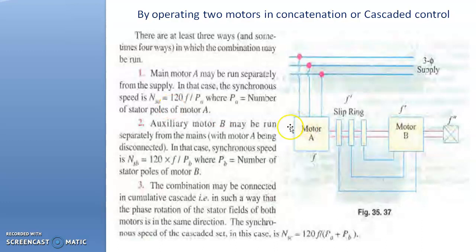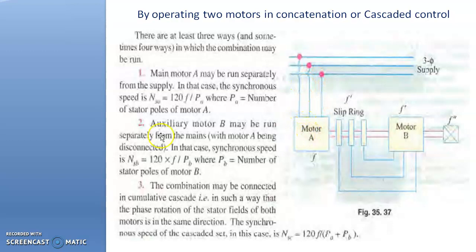What will be the speed of motor A? Its NSA, the synchronous speed of motor A, will be 120 F by PA, wherein PA is the number of poles in motor A. It is one way. Or you can disconnect this supply and supply motor B, so that you get NSB, the synchronous speed of motor B, equal to 120 F by PB, wherein PB is the number of poles in motor B. So these two are the conventional ways of supplying one motor with a certain frequency.